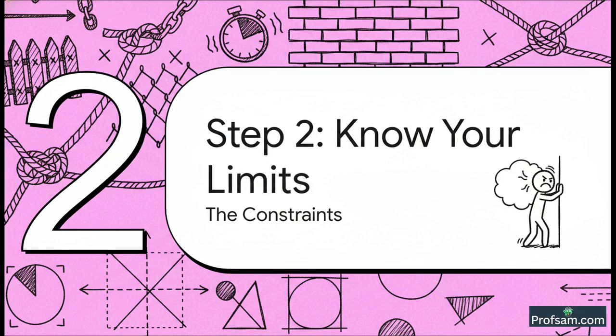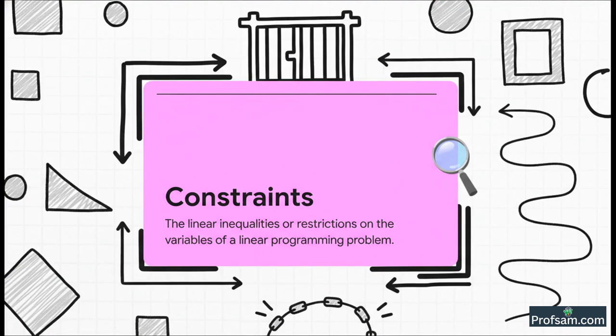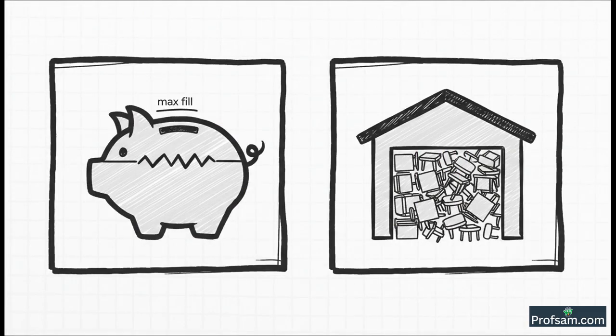In linear programming, we call these the constraints. Okay, let's look at the official definition for a second. Constraints are simply the linear inequalities or restrictions that are placed on our decision variables. They're the boundaries that tell us what we can and cannot do. For our furniture dealer, the problem clearly gives us two main limits.